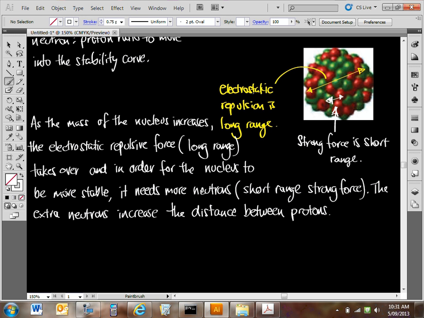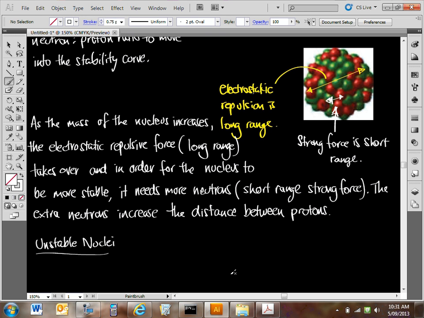So we have unstable nuclei. They tend to do something we call decay. If they haven't got the right neutron to proton ratio, they tend to throw off stuff. They tend to break apart in some way in order to become more stable.